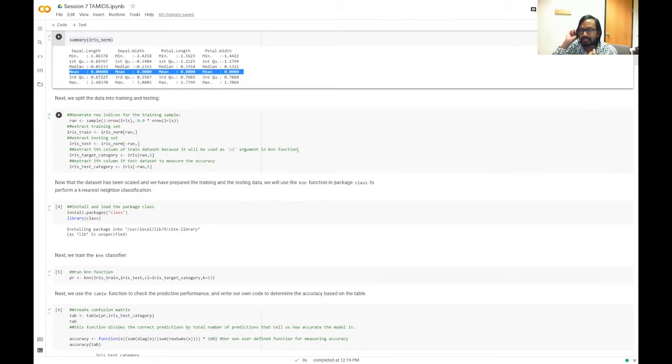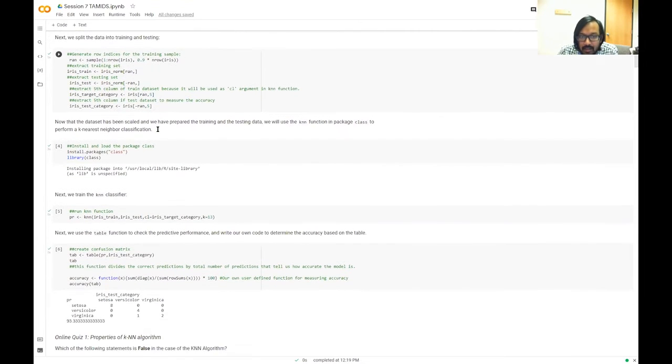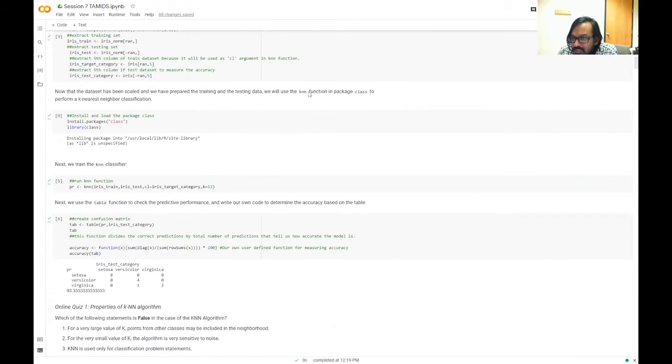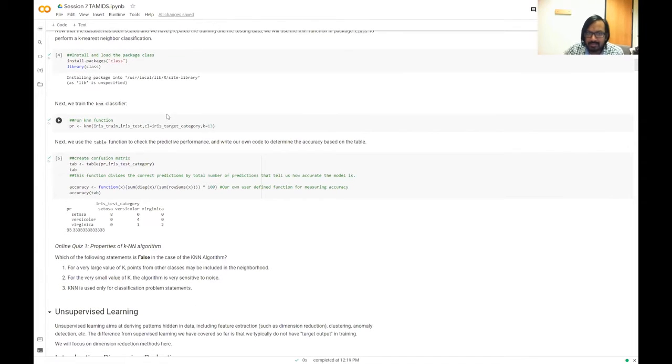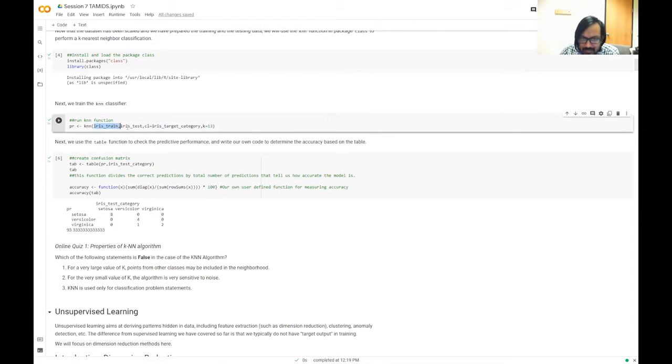Next, since we're doing a classification problem, we are going to split the data into training and testing. And then we are going to use the KNN function in the package class. So we're going to install the package and load it, and then run the KNN classifier. For the KNN classifier, we are going to use the training data set, the test data set, the labels of the training data set, and the value of k for the k-nearest neighbor.